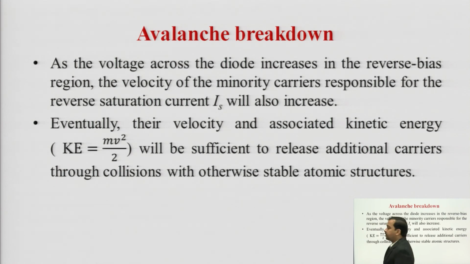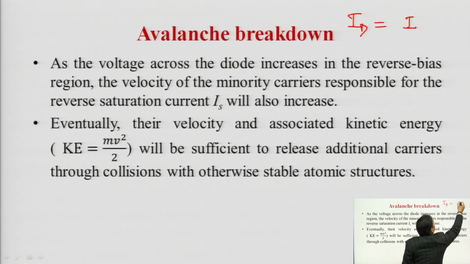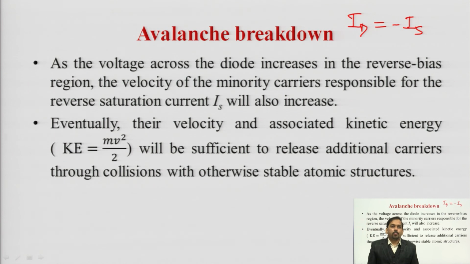So, first is the avalanche breakdown. Now, why does this avalanche breakdown occur? As we are increasing the voltage in the reverse bias direction, the velocity of the minority charge carrier increases, because we are already aware that in a reverse bias PN junction diode only the minority current flows, IS, that is also in a negative direction as per the diode equation. So, as the reverse bias increases, the velocity of the minority charge carrier increases.